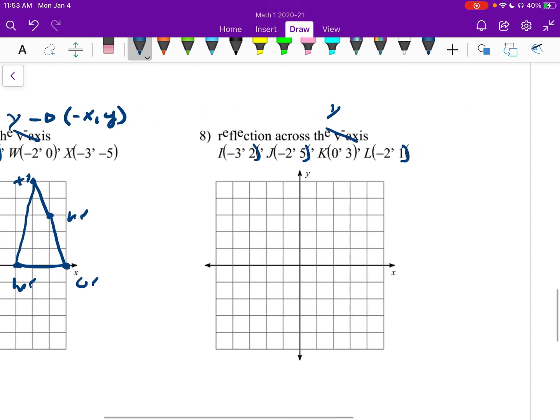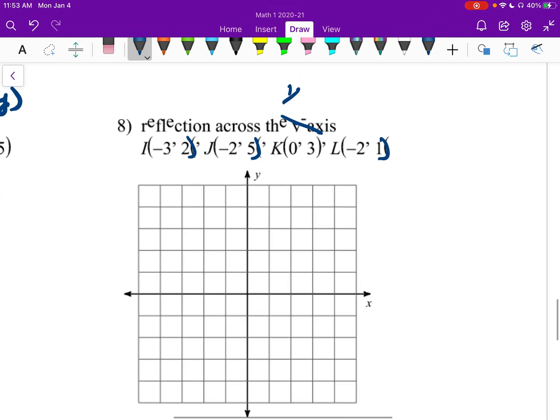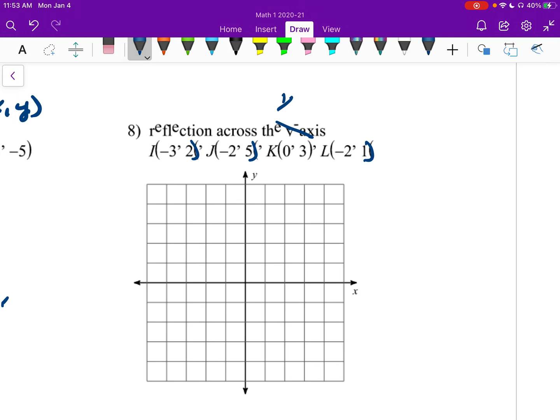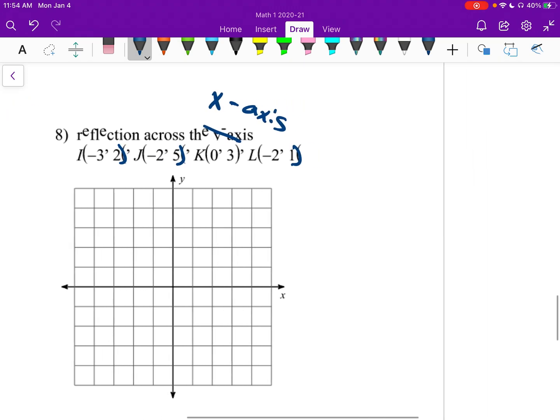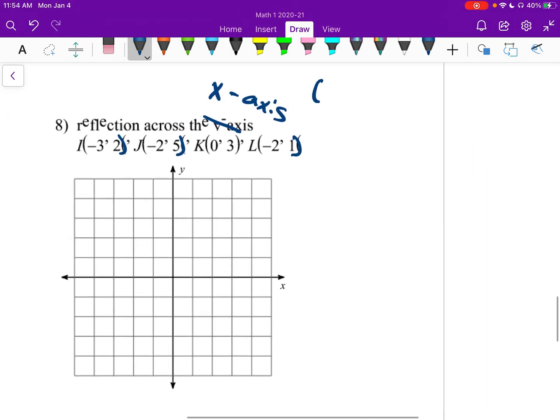All right, number 8. Again, we're reflecting on the y-axis. And actually, you know what? Let's do x-axis. Cross out what's on yours, and we're going to say x-axis. For the x-axis, it's a different formula, and that's why I wanted to do an x-axis example. It's going to be x and then negative y, right? On the front page, I wrote something down about this.